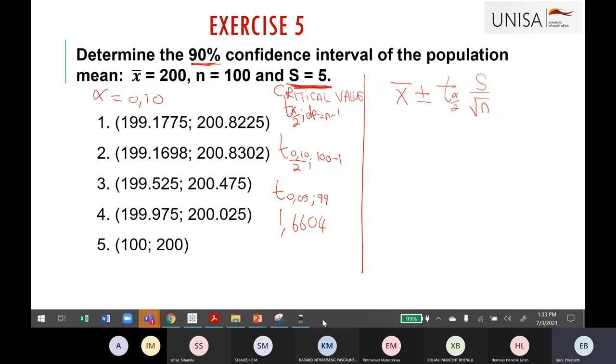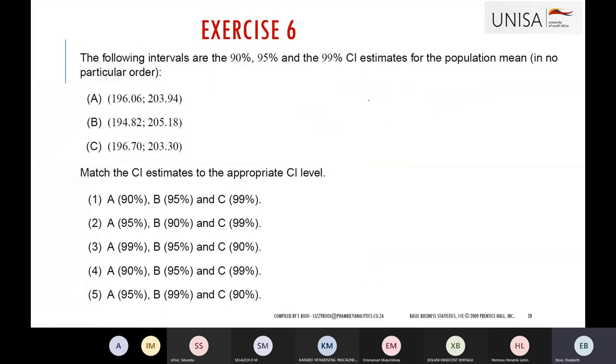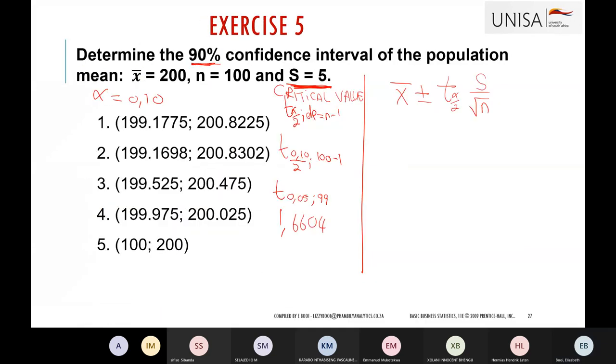Okay, do we have an answer? We've been quiet for some time. So let's work it out. Our mean is 200. Critical value, we did find it. It was 1.6604 times our standard error, which is 5 divided by the square root of 100.